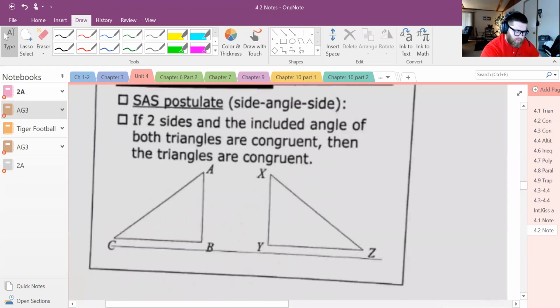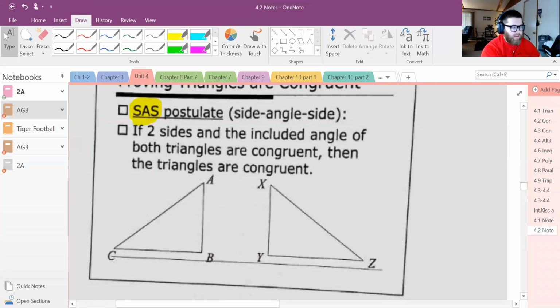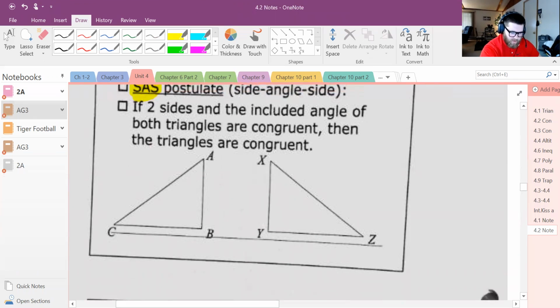Now we have side, angle, side. Okay, side, angle, side. If two sides and the included angle, so we have an angle sandwiched between two congruent sides, is also congruent, then the triangles are congruent. So this one's a little different. It's a side, angle, side. It's a sandwiched angle.